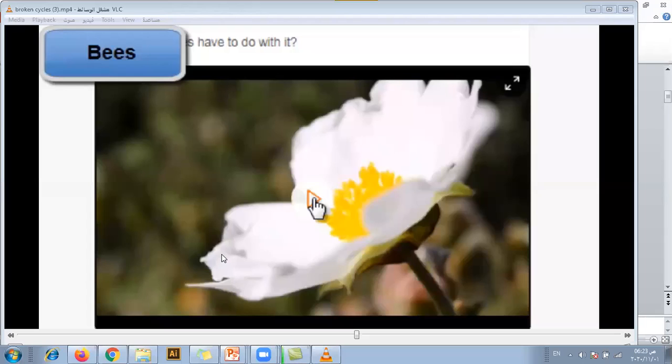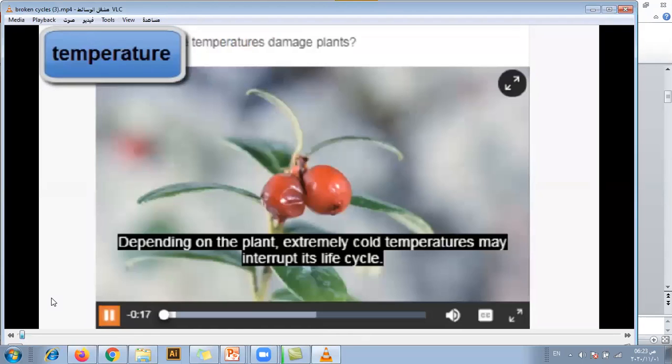Okay, I'm going to share the video with you right now. Those are the different things or occasions that may break the life cycle of the plant, or stop it, or skip one of the stages, or kill the plant.